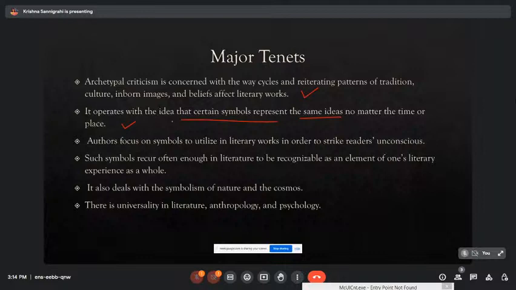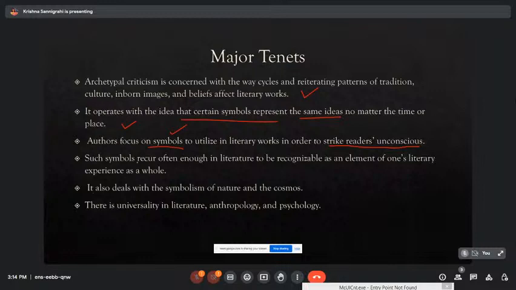Then authors focus on symbols to utilize in literary works in order to strike the reader's unconscious. So these symbols are the archetypes. They are looking for certain strict archetypes which they can use in order to do what? In order to strike the reader's unconscious, to affect the unconscious and the collective unconscious, so that the reader is moved by that particular piece of literature.